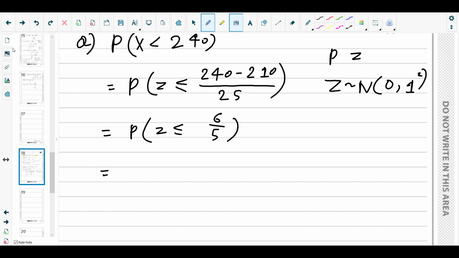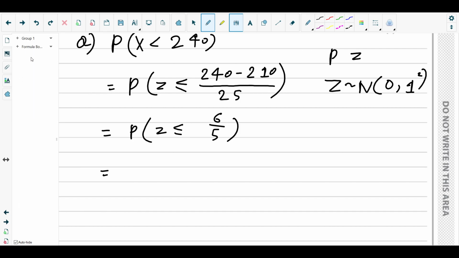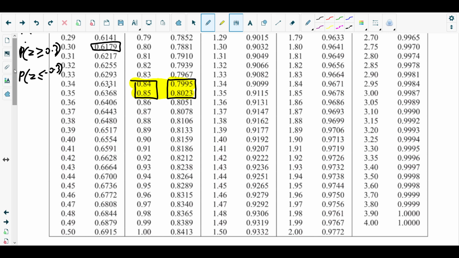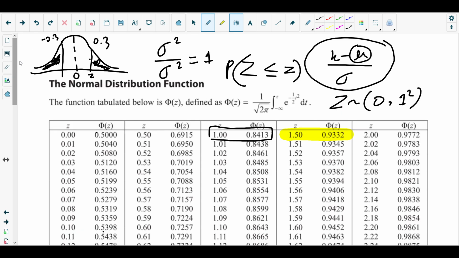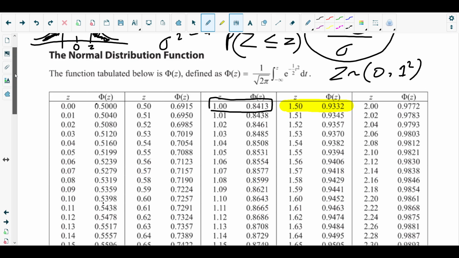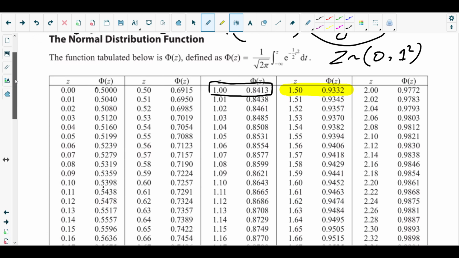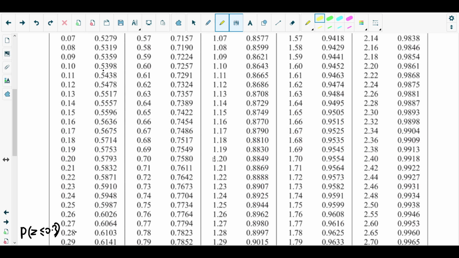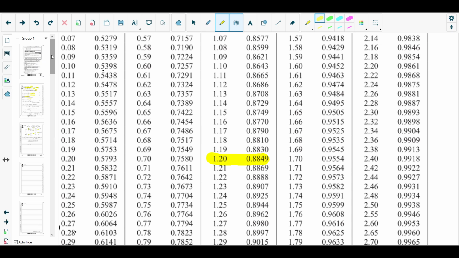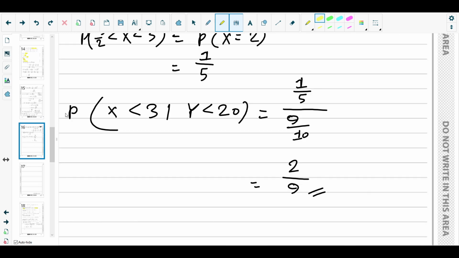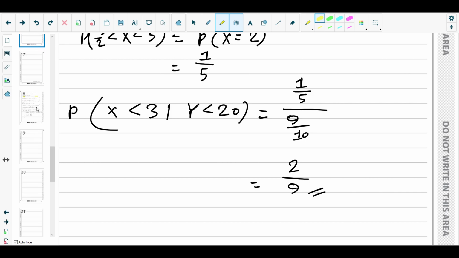You can get it from the formula booklet. Let me show you quickly. Go to the normal distribution table in the formula booklet. Next we need the probability for z less than or equal to 1.2. Where is 1.2? Here you go. This is 1.2, and the value is 0.8849. Make sense? So the probability of z less than or equal to 1.2 is 0.8849, and that's exactly what the question asked for.